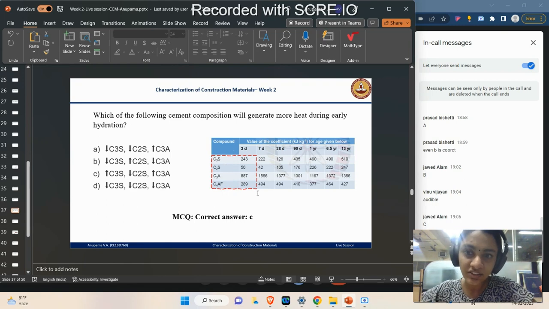In initial hydration, let's say 3-day hydration, C3A and C3S have a very high coefficient of heat release, that is 887 and 243. The numbers are not quite important here, but C3S and C3A contribute to the initial heat release. C3A contributes to stiffening, and C3S to initial strength. So as the C3S and C3A content are higher, that particular mix will generate more and more heat. In the question, both C3S and C3A content are higher in option C. So the correct answer is option C.